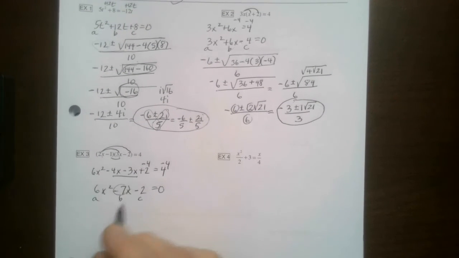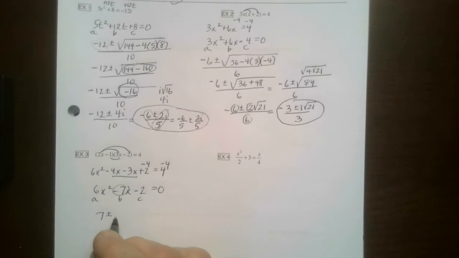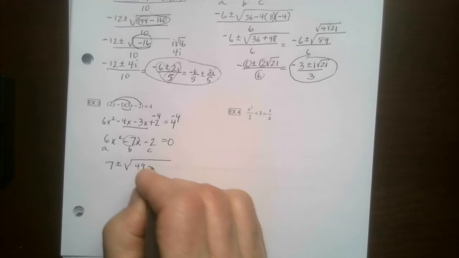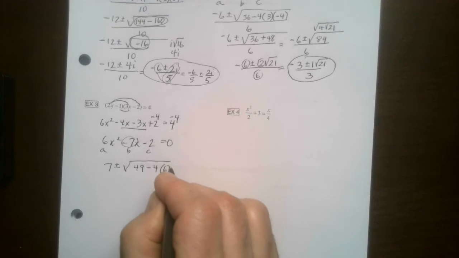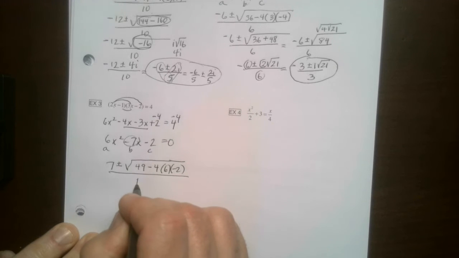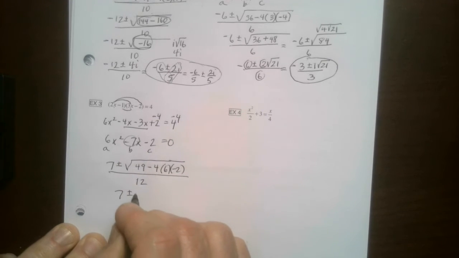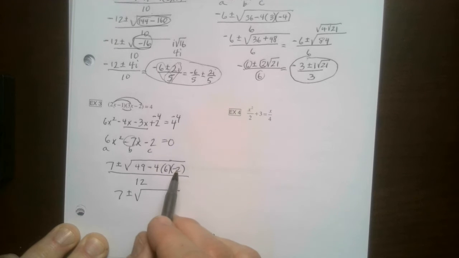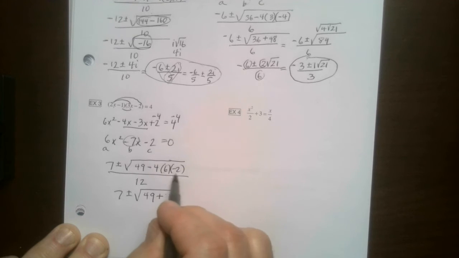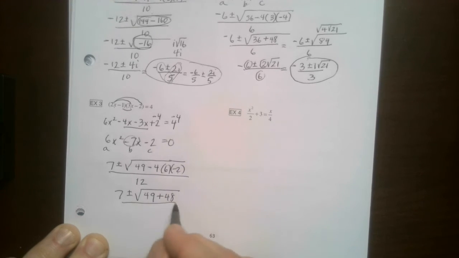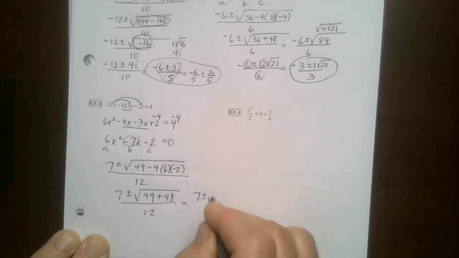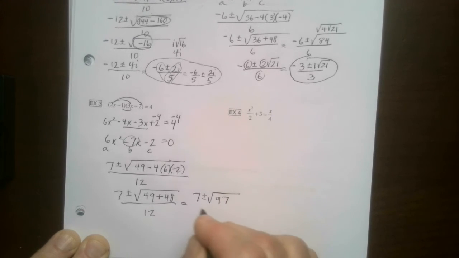So negative B means take the opposite of B, so now it's positive 7. Plus or minus the square root of B squared, which is 49, minus 4 times A times C, all over 2A, which is 2 times 6 is 12. So 7 plus or minus square root. These two negatives are going to make a positive, so it's 49 plus 24 times 2, which is 48, all over 12. So I get 7 plus or minus the square root of 97 all over 12.